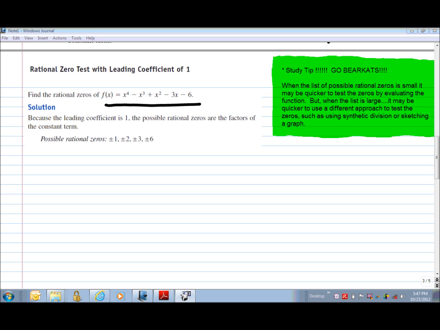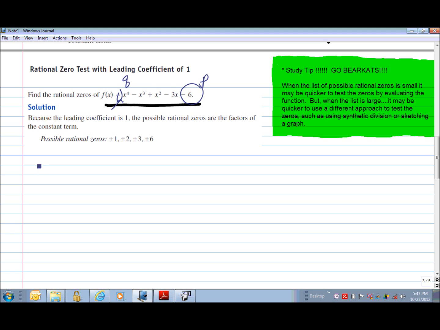Okay, so because the leading coefficient is 1, notice it would be 1 right here. Because the leading coefficient is 1, the possible rational zeros are the factors of 6. So here's how you would do that. Normally, this would be our P, and then 1 would be our Q.